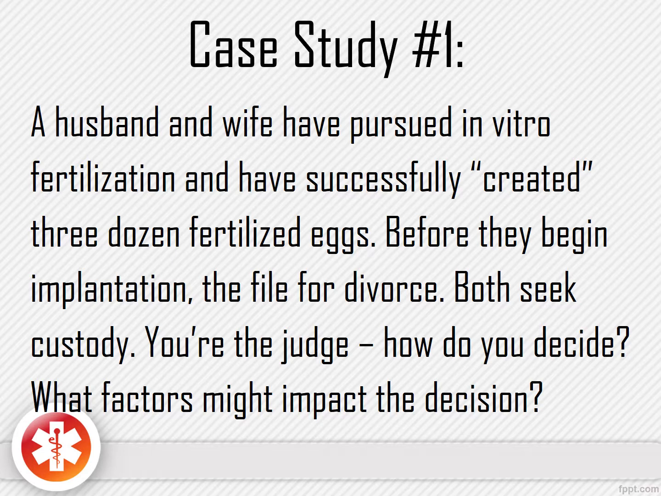A husband and wife have pursued in vitro fertilization. They've gotten to the point where they have successfully created 3 dozen fertilized eggs. They're stored in a laboratory and ready for implantation. However, before the implantation begins, the relationship dissolves and they file for divorce, and both of them are seeking custody of all 3 dozen eggs in the divorce. And so now you're the judge, and how do you decide on this? And what are the various factors that might impact this decision?